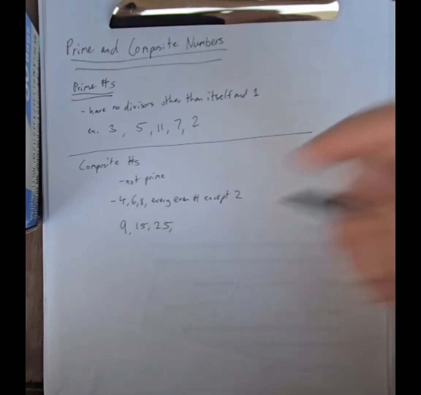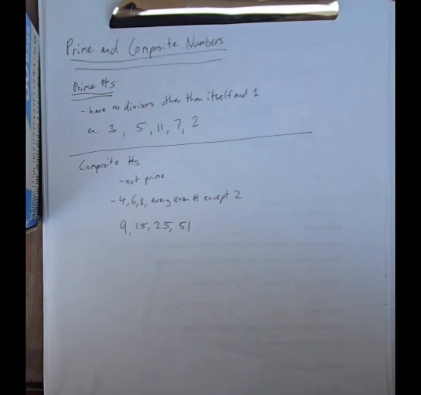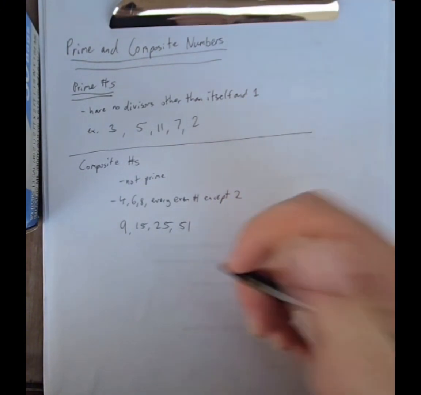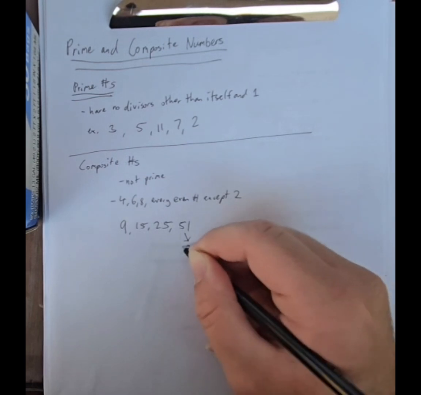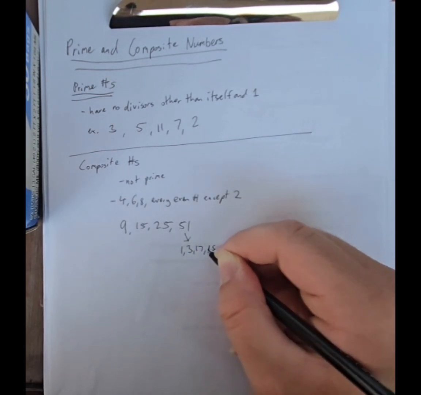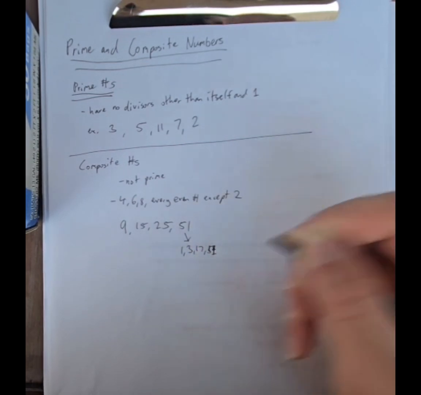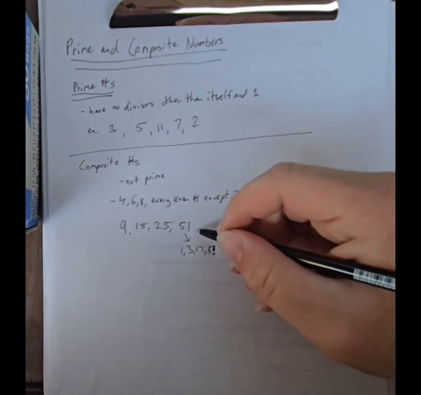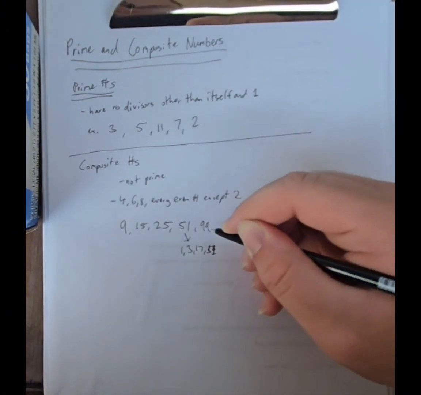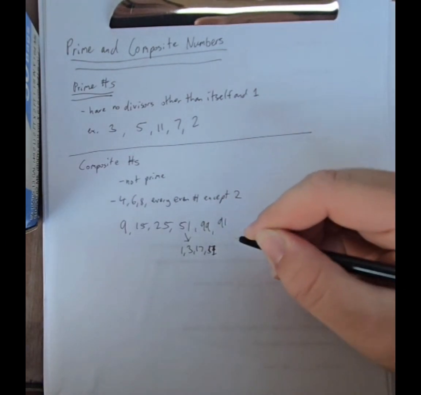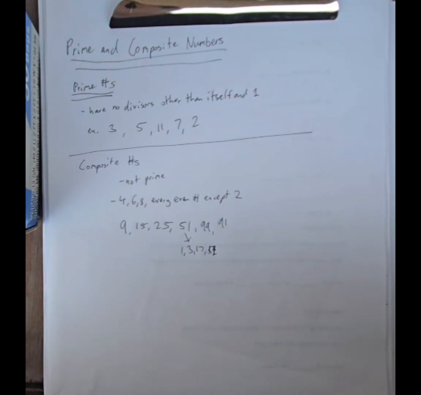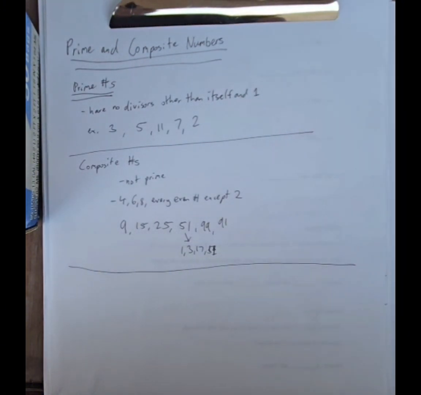But there's ones that aren't as obvious as well. For example, 51, actually. A lot of people think 51 is a prime number, but it's not. Because 51, you can divide it by 3 and 17, as well as, obviously, 1 and itself. 99, 11 and 9. 91, actually that's an interesting one. 91, I believe 7 and 13, yeah, 7 times 13 is 91. So those are prime and composite numbers.